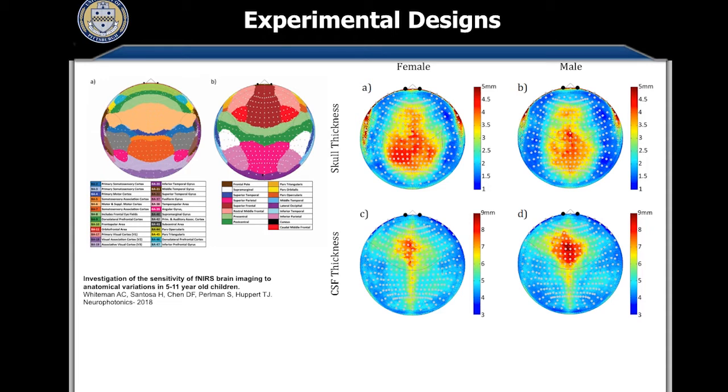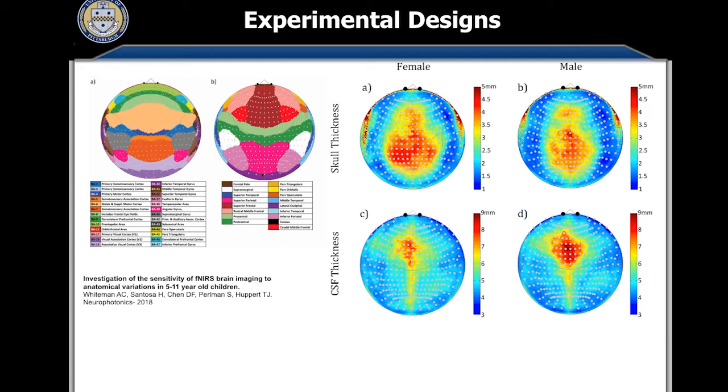Then we took that data and started to look at how skull thickness or CSF varied with age or with gender. This is a map across the whole population of the average skull thickness for the females and the males, and then the average CSF thickness between the females and males. What you see really clearly on the CSF is that you start to have systematic biases between the two. The females, at the top of the head, tended to have slightly thicker skulls, not by much, like 2 millimeters or so on average.